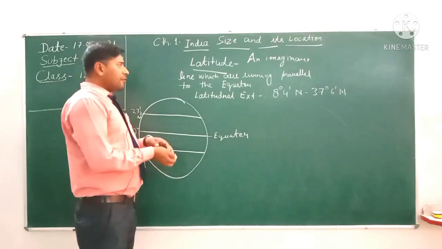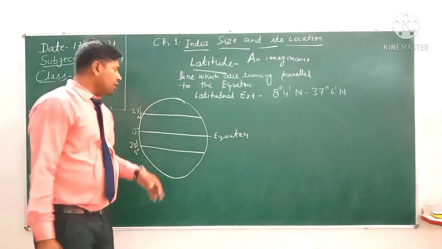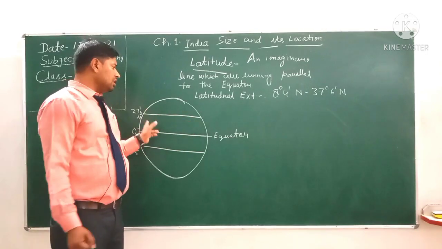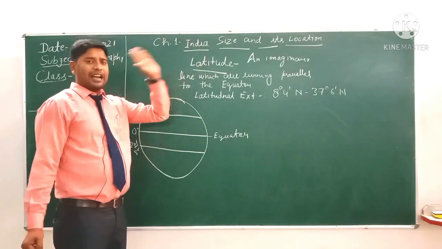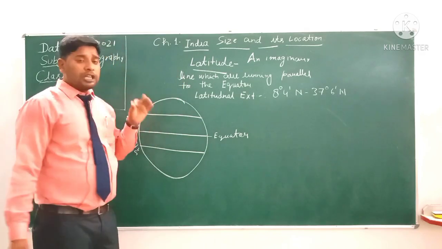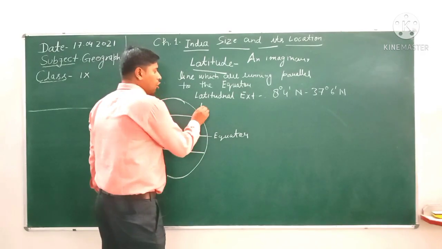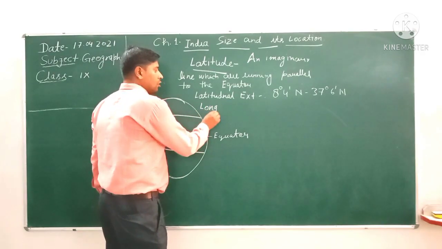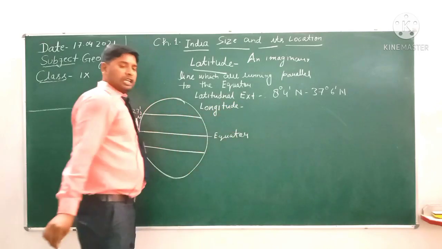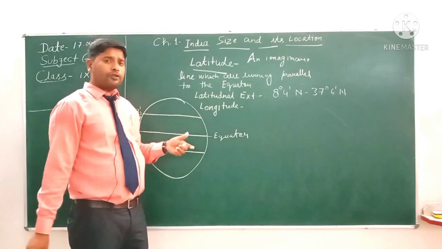Dear students, if you want to know how latitude can be drawn, these horizontal lines which are running parallel to the equator are known as latitude. Now students, we would like to describe longitude. Students, what does longitude mean?